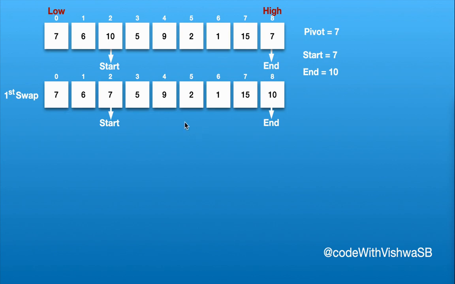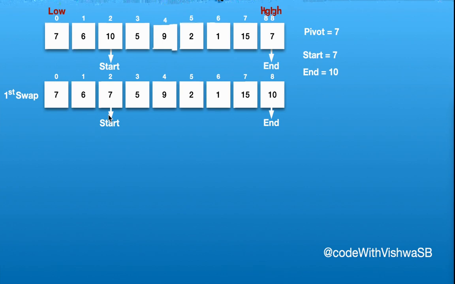Now, continue the same thing. Start is pointing to 7. Hence, start is less than or equal to pivot. Yes. Now, again increment the start by 1. Now, start is 5, and start is less than or equal to pivot. Yes. Again increment the start by 1. Now, start is pointing to 9. So, is start less than or equal to pivot? Pivot is 7 and start is 9, so it's false. So, stop the start at the same position.